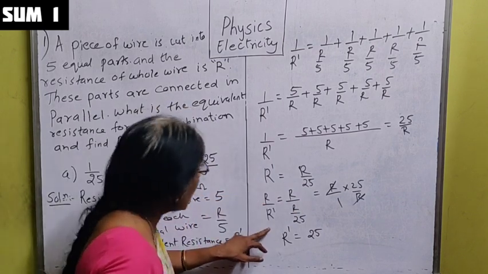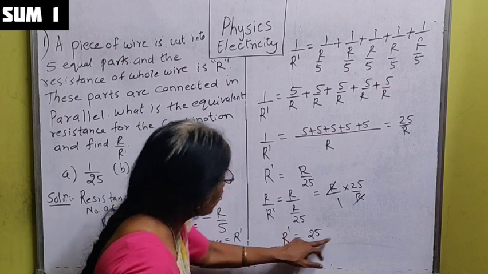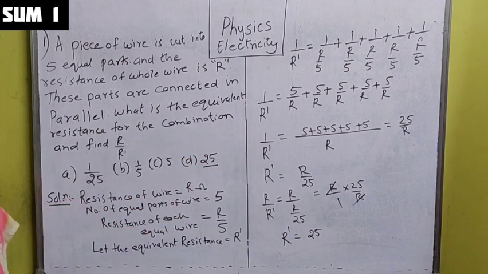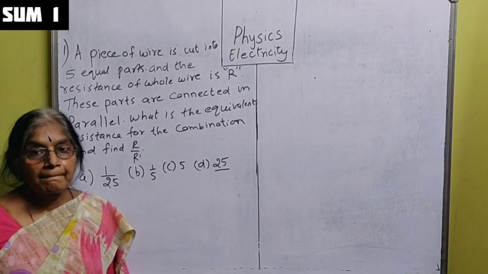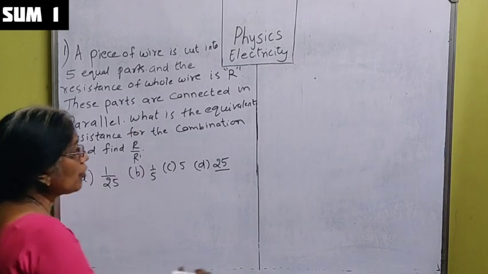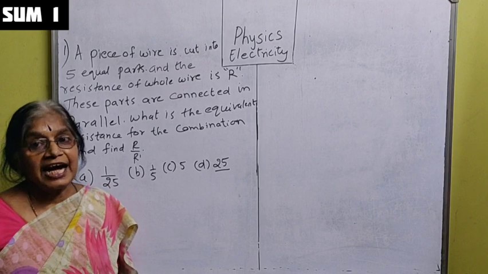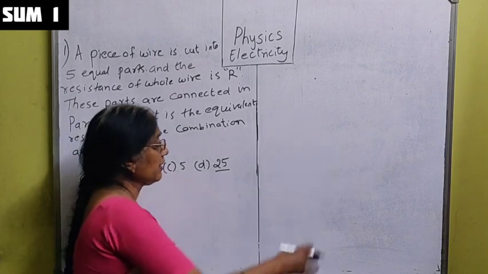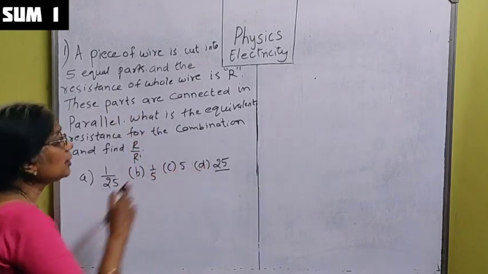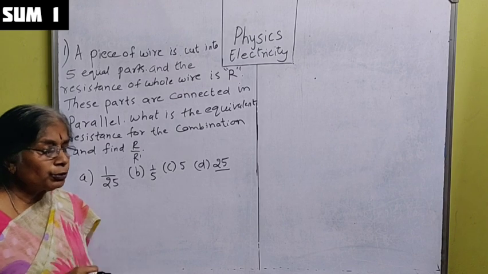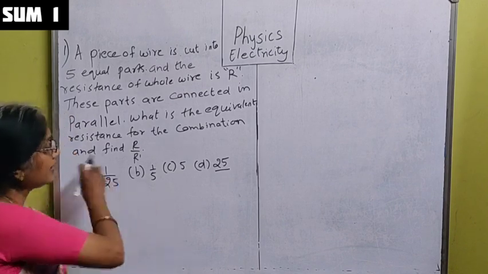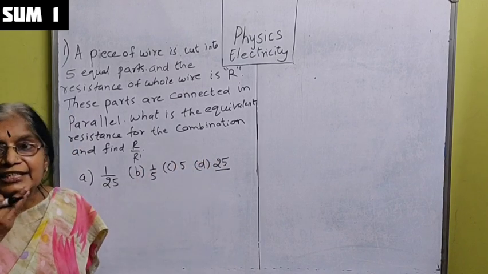So we have to find out R by R dash. So we got it is equal to 25. So that is your answer. Now this sum which I worked out for you is asked for 2 or 3 marks. You have to calculate in this way. But this is an MCQ question. How to solve this sum within a second, how to get the answer as 25?